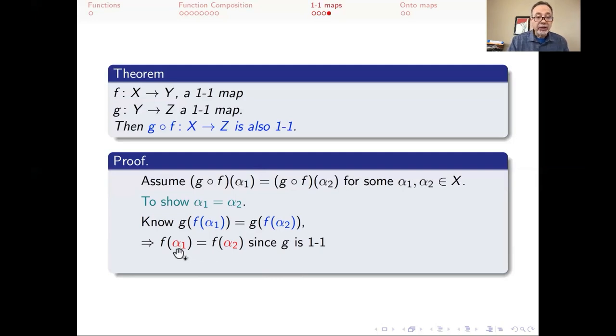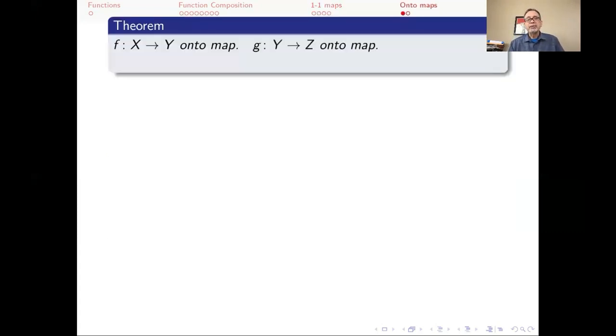Now we look at F and we say, well, F is sending alpha 1 and alpha 2 to the same place, but F was 1 to 1, so that means alpha 1 is equal to alpha 2. And if that's the case, then we know that G circle F is 1 to 1 because we assumed that G circle F sends 2 points to the same place, but we ended up proving that those 2 points were really not different from each other. Now we do the same thing with onto-ness.